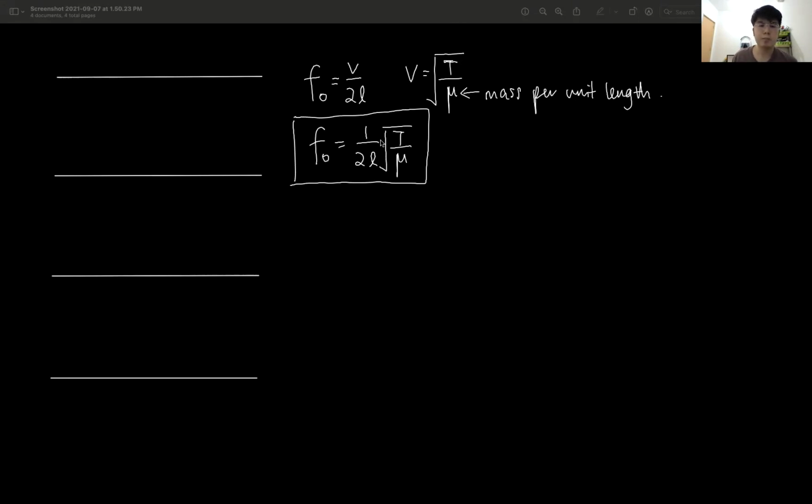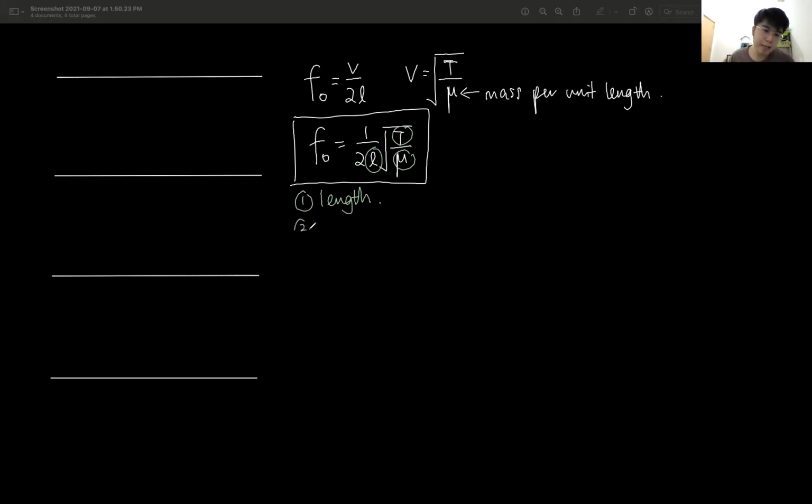And you can see based on here, it depends on the length, the tension, and the mass per unit length. So number one, length. The shorter the length, what happens to the frequency? The higher will be the frequency. So the smaller the value of L, the higher will be the F naught. So in the guitar, if you shorten the length of the string, you play higher up, then the length is shorter, so you get higher pitch.